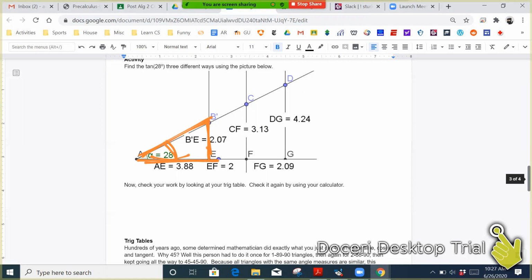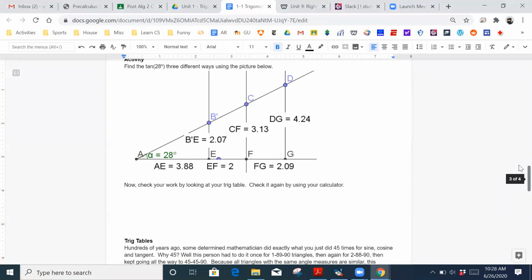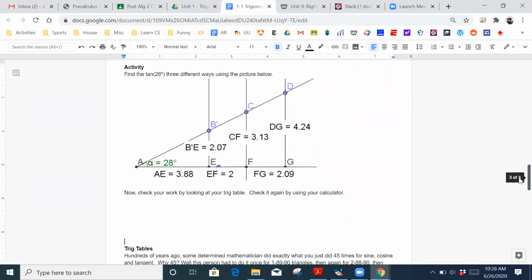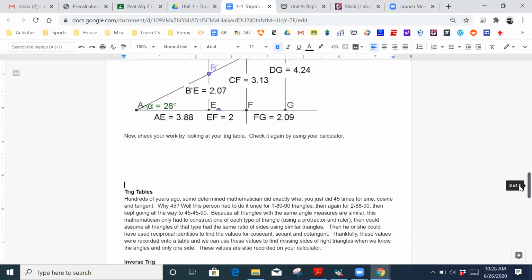So just like you use special ratios to solve special right triangles, this is the same idea, except you don't have to memorize those ratios. They're stored on your calculator or stored on a trig table. Okay, so that's pretty much where these numbers come from.